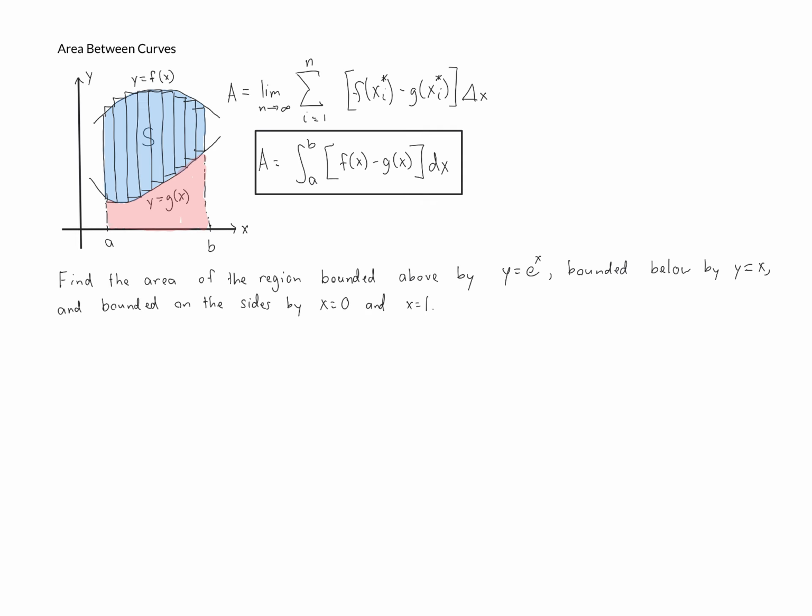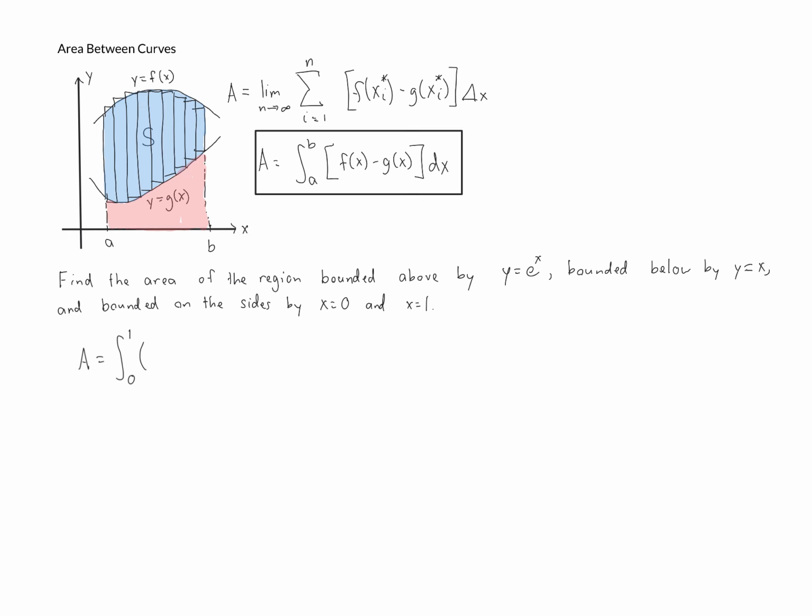Find the area of the region bounded above by y equals e to the x, bounded below by y equals x, and bounded on the sides by x equals 0 and x equals 1. Well, this is set up to be a very nice area problem. We know that if we want the area between the curves, we need to integrate. And we know that our limits of integration are going to be 0 and 1. That's the interval that we're looking at.